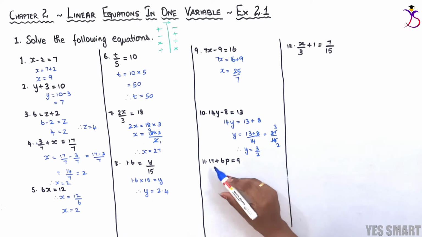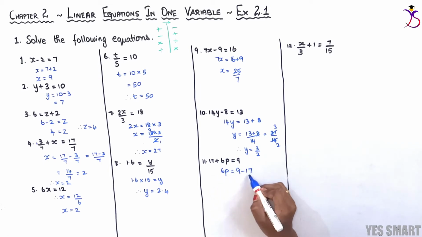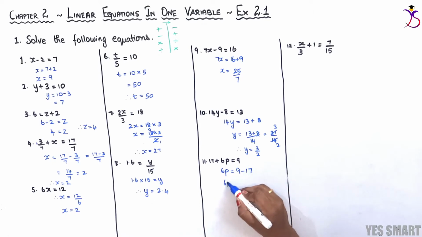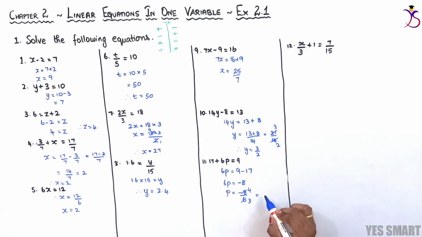11th sum. Let's transpose this 17 first. When you transpose this 17, it becomes minus 17. So 6p equal to 9 minus 17, because plus 17 is transposed as minus 17. Now 6p equal to plus into minus is minus. When we subtract, the answer is 8. The greater number is 17, the sign is minus. So minus 8. When you bring this 6 to this side, it becomes division. Therefore, p equal to minus 8 by 6. Let's cancel this in 2 table. 2 3s are 6, 2 4s are 8. Therefore, final answer is minus 4 by 3.